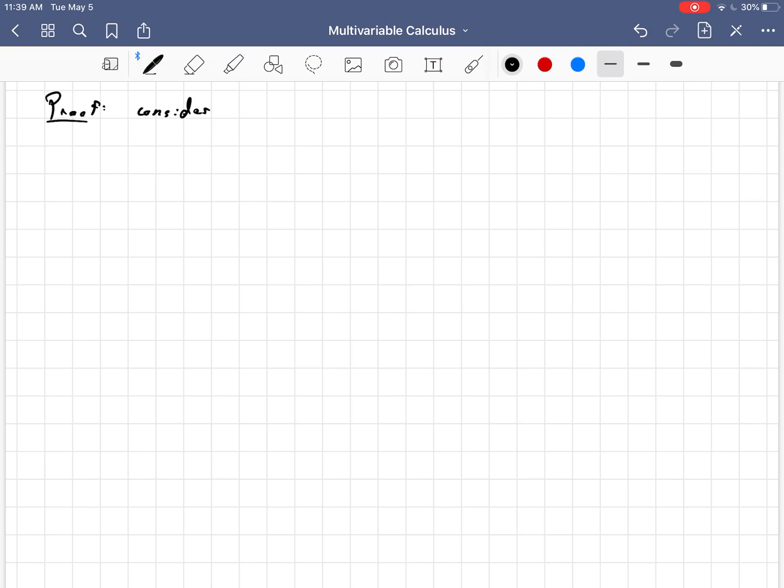Make sure you've watched my directional derivatives video or you know about them for this proof, because that's kind of what the proof is centered around. So we're going to consider the directional derivative of the directional derivative of f at x naught comma y naught. In other words, the second directional derivative at the point x naught comma y naught. And of course, u is a unit vector, so its magnitude is therefore 1.